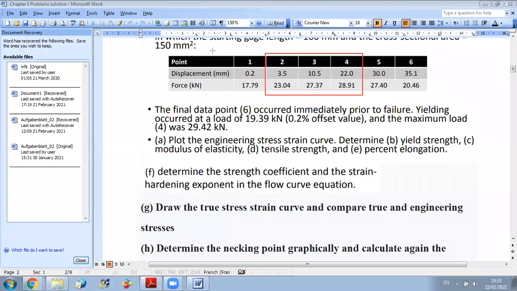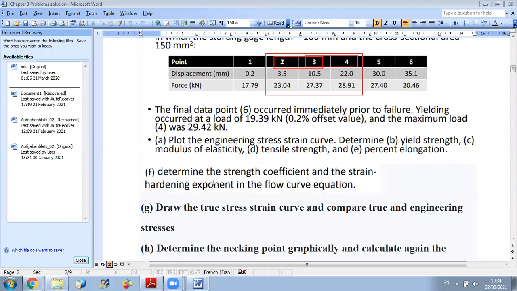So you have the possibility to take any combination you want. You can take 2 with 3, you can take 3 with 4, and you can take 2 with 4. Okay, so you have 3 possibilities here. What we did here to reduce the error, we will calculate 3 values of k and n and take the average. In the exam, if they don't specify, they just ask you to find these coefficients, just take 2 points. Okay, but you should make sure to take these 2 points far from the elastic and necking zones to have accurate results.